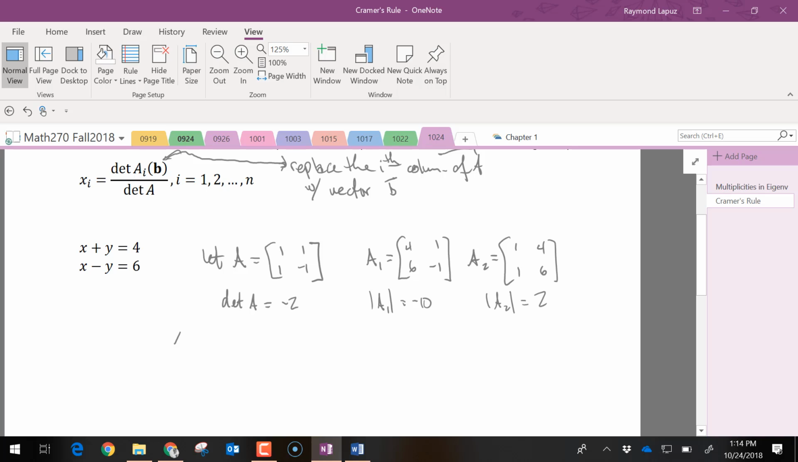So then x is equal to the determinant of A1 divided by the determinant of A, which is negative 10 divided by negative 2. And then y would equal the determinant of A2 over the determinant of A, which is 2 divided by negative 2, which is negative 1. And if you plug those in for x and y, you'll see that it does work. And so we found the solution quite easily.